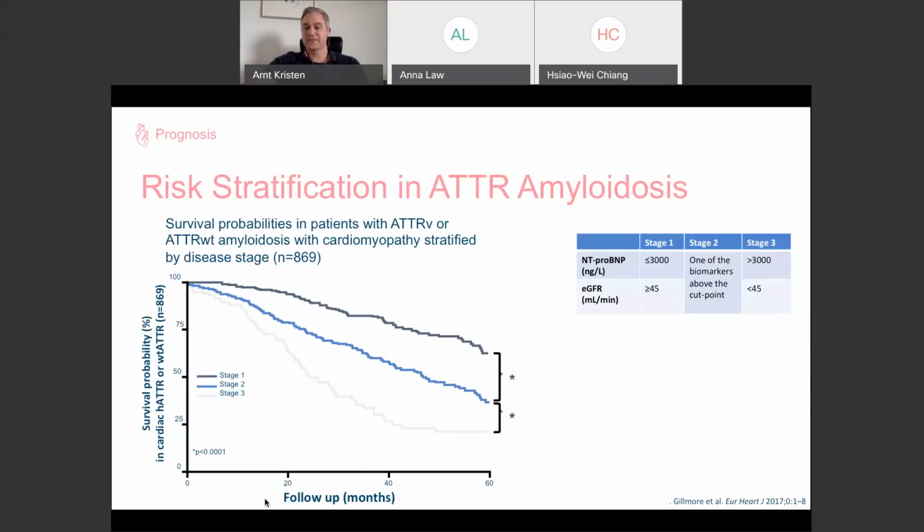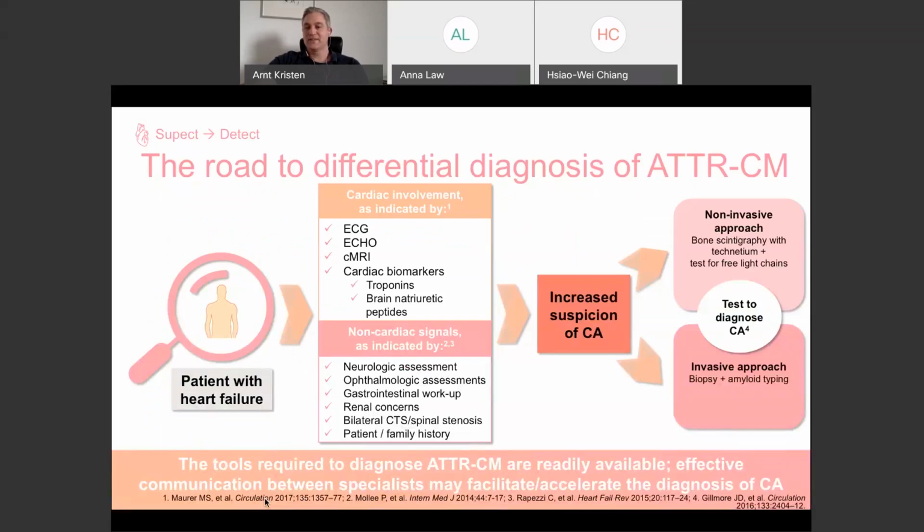In this series of Julian Gilmour from London, he presented risk stratification by the use of NT-proBNP and renal function, and he was able to differentiate the patients in 3 different cohorts with a high risk or low probability of survival in those patients with very high NT-proBNP above 3,000 and a low eGFR, and these patients do have a much shorter survival in comparison to patients with normal eGFR and low values of NT-proBNP.